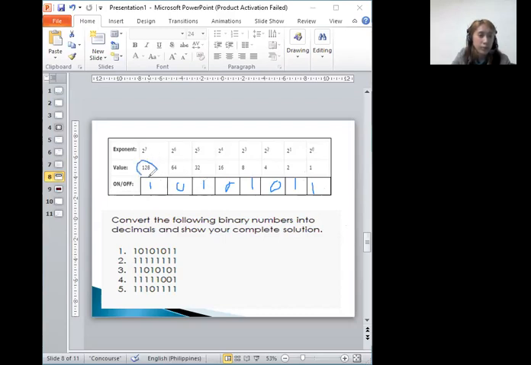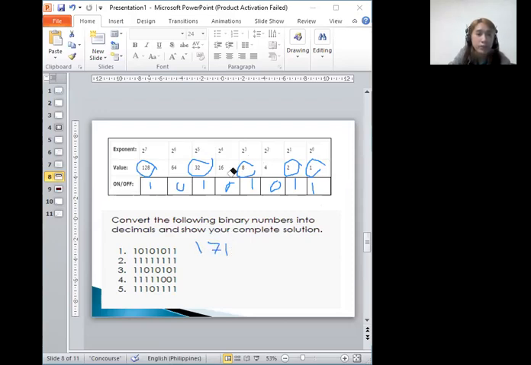So we're going to add the 128, the 32, the 8, the 2, and the number 1. Okay, so let's try to solve this one. 128 plus 32 plus 8 plus 2 plus 1. So the answer is 171.